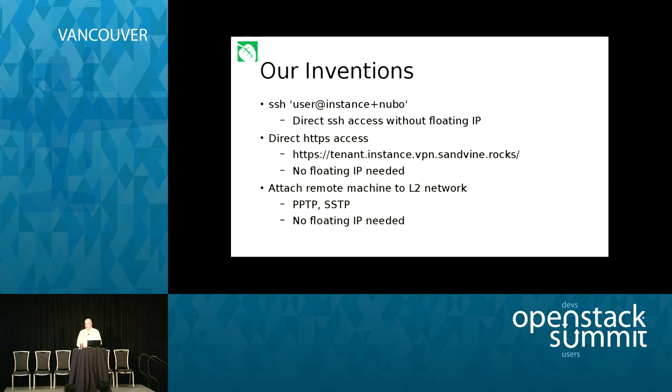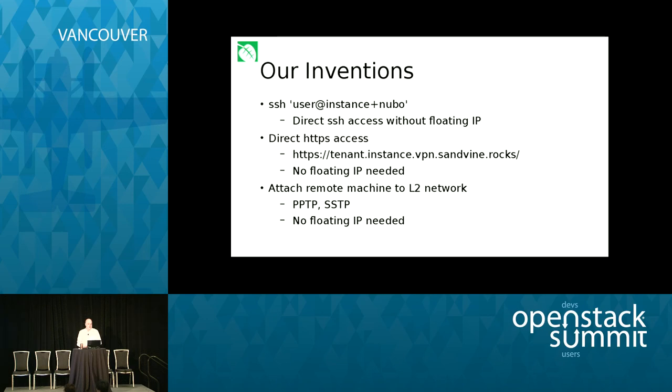Direct HTTP access, very similar. So a lot of the things we do for demos, somebody's just putting up a web page, and I didn't need to give them a public IP in order to do that. They just have a special URL. It's tenant.instance.vpn.rocks. Boom, it joins the namespace of their router and hits it from the public IP. No floating IP needed. And that's meant that I've got a lot fewer of those sort of DOS attacks.